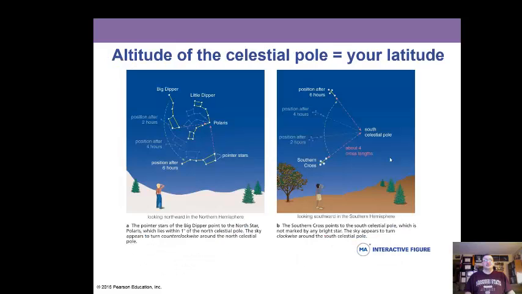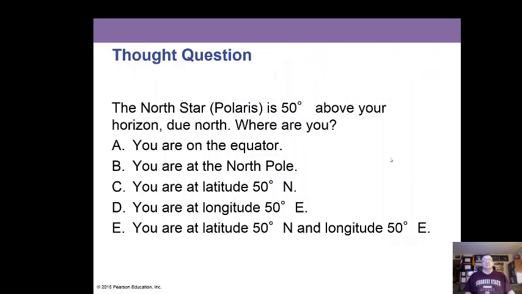Now the celestial pole is the point in the sky where the star Polaris is, our pole star, and this is where all the stars seem to go around. The altitude of that pole star, the Polaris star, is your latitude on the Earth. And for Springfield, we're at about 37 degrees north latitude. So Polaris is 37 degrees above your horizon.